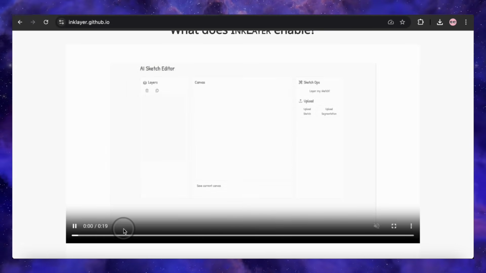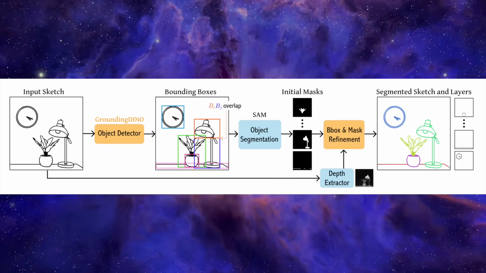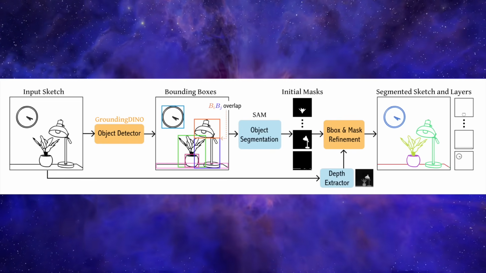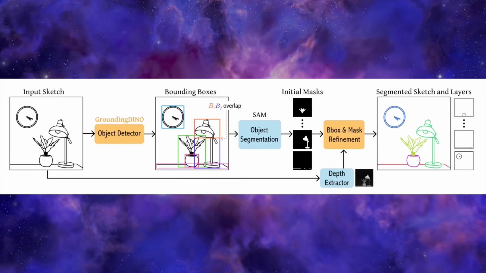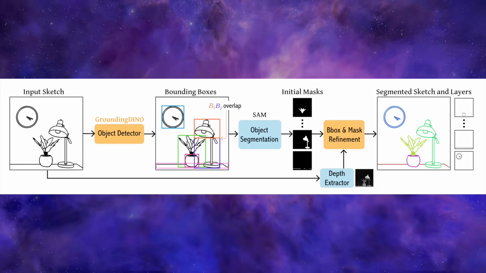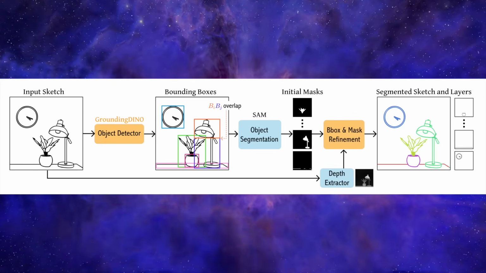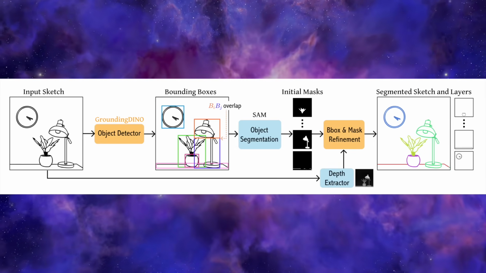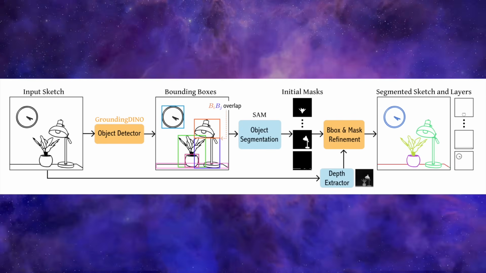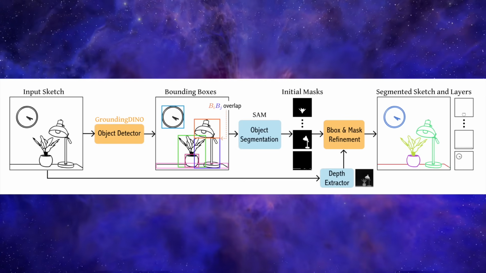So how does it pull this off? The technical pipeline is actually a brilliant combination of several powerful AI models. First, it uses a fine-tuned object detection model called Grounding Dino to scan the sketch and draw rough bounding boxes around everything it thinks is a unique object. Next, it passes those boxes to the famous Segment Anything model, or SAM, which then creates the precise pixel-perfect masks for each object within those boxes.